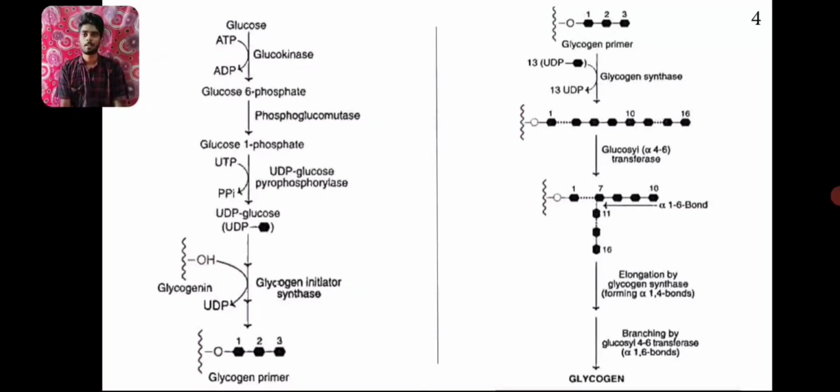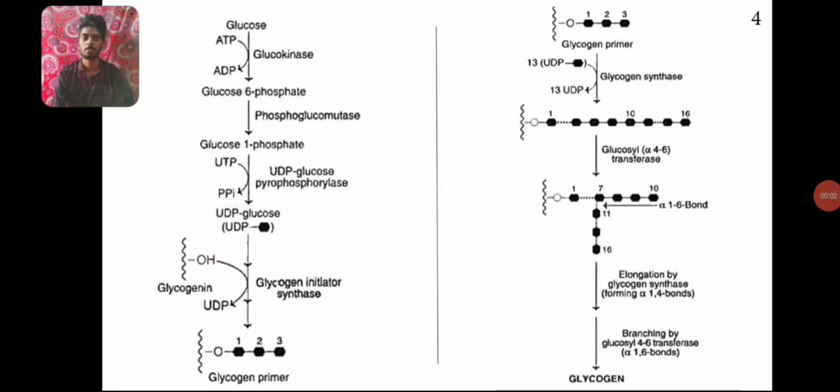By the presence of a glycogen molecule and glycogen initiator synthase enzyme, the UDP from the UDP glucose gets replaced by the glycogenin and forms a glycogen primer with 3 glucose molecules. This UDP which is replaced brings back another 13 glucose molecules and repeats the addition of glucose to the glycogen primer in the presence of glycogen synthase.